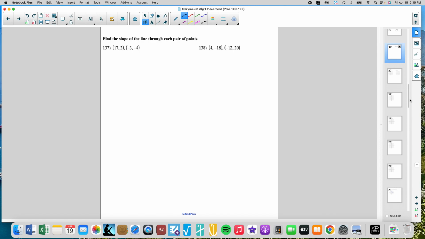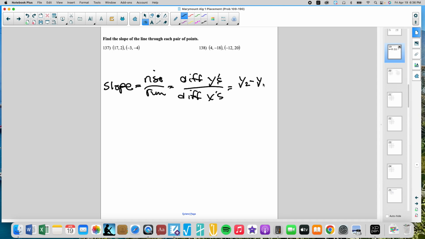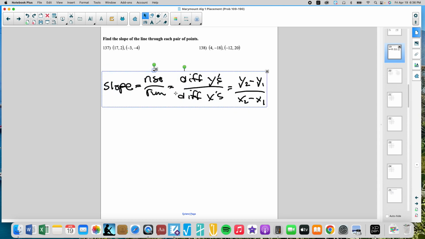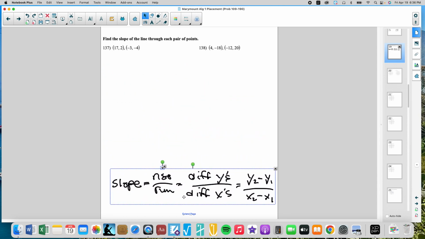All right, now we're going to find the slope of the line through each pair of points. We know that slope equals rise over run, or the difference of y's over the difference of x's. And we have a formula for that, y sub 2 minus y sub 1 over x sub 2 minus x sub 1. So all of that, oh, that's nice. That can go down there.